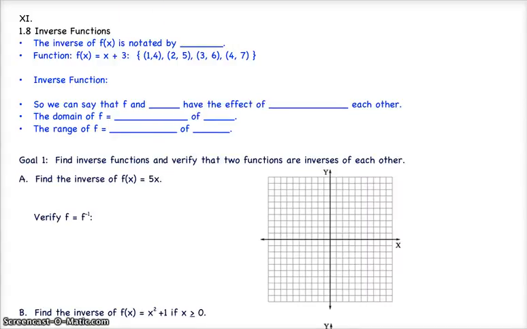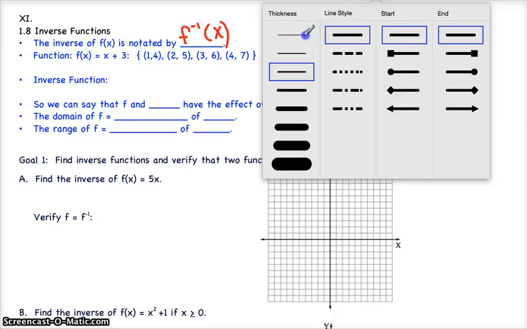We're going to look at inverse functions. So let's first talk about inverse notation. The inverse of f of x is notated by f raised to the negative 1 power of x. Now you do not read that as f to the negative 1 power, but you read that as f inverse of x. So this negative 1 power notates inverse.